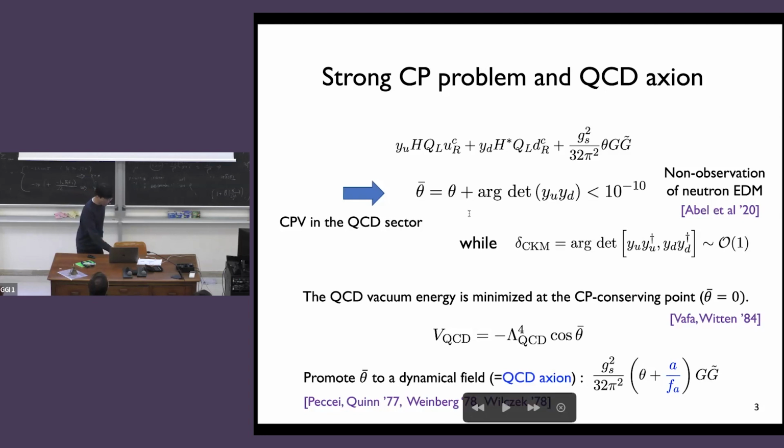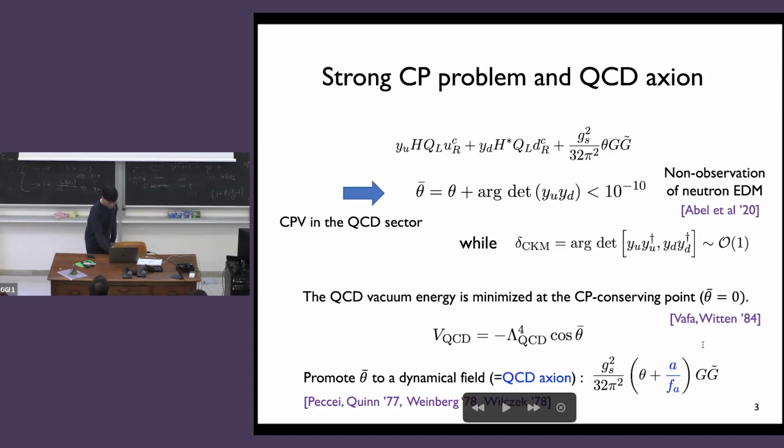A nice solution was proposed a long time ago, based on the fact that the QCD vacuum energy is minimized at the CP conserving point. This is the dilute instanton gas approximation of the QCD vacuum energy, if presumably the correct ordering of the large value limit of the winding number and space-time volume is taken, as discussed this morning. The idea is to promote theta bar to a dynamical field, and then theta bar will be spontaneously relaxed down to 0. And then it will explain the non-observation of CP violation in the QCD sector.